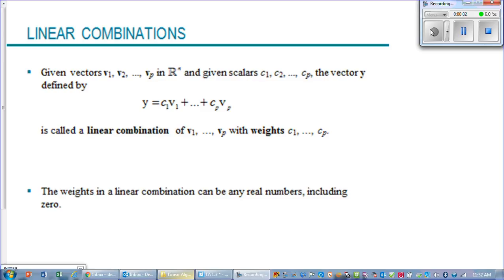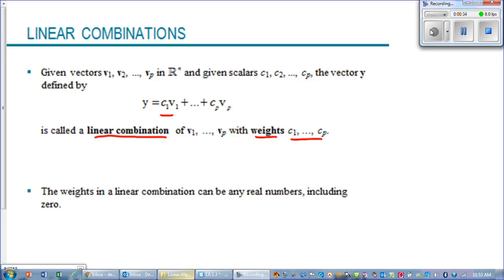Okay, given a set of vectors in Rn and a set of scalars, real numbers, the vector y that's defined by c1 times v1, so that constant multiple of v1, plus c2 v2, plus c3 v3, all the way out to cp vp, is called a linear combination of the vectors. The weights are those constants, those scalars, c1 to cp.